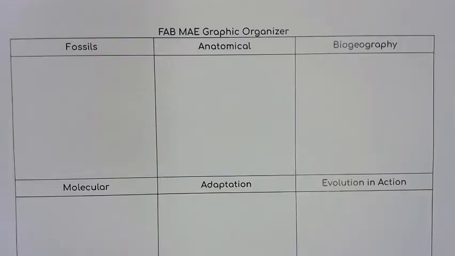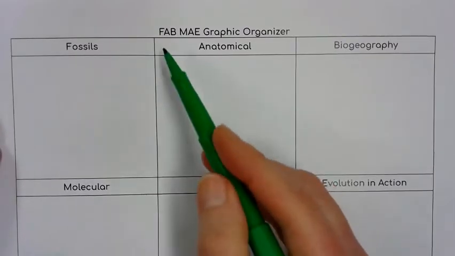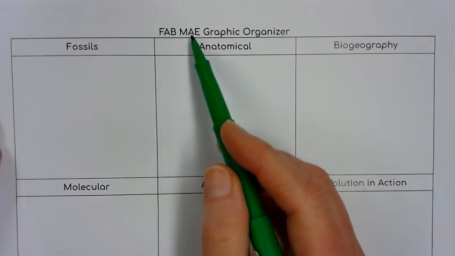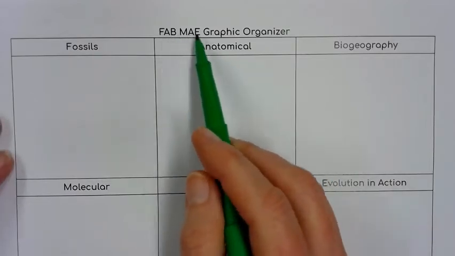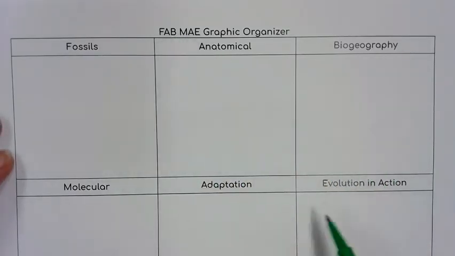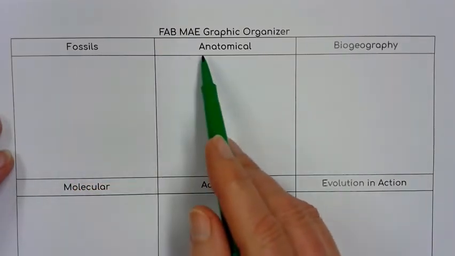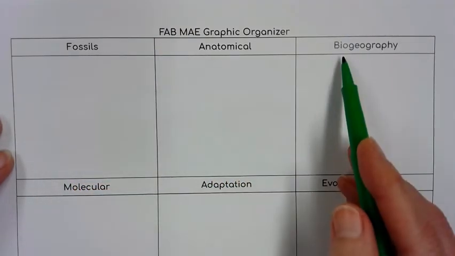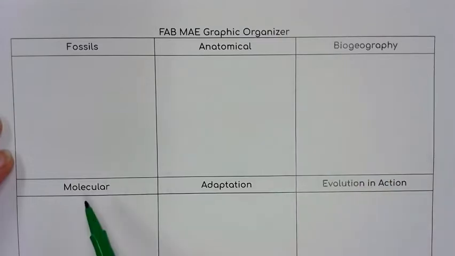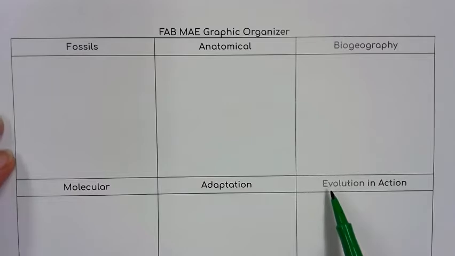Let's talk about the evidence for evolution. My students and I came up with this graphic organizer and a learning tool called FAB MAE. Each one of those letters stands for one part of our graphic organizer. F stands for fossils, A stands for anatomical, B stands for biogeography, M stands for molecular, A stands for adaptation, and E stands for evolution in action.